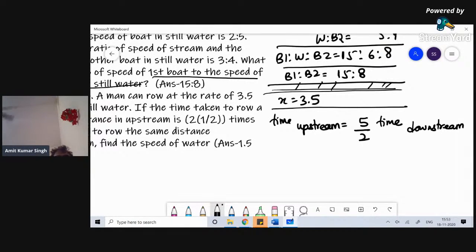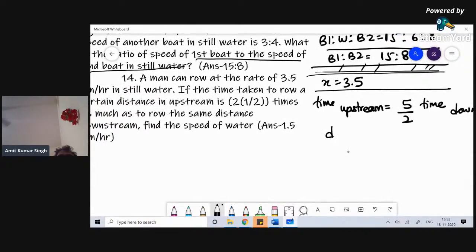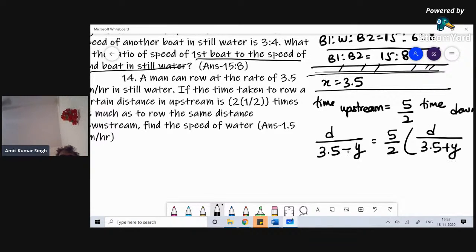So the value is 3.5. Suppose the distance is d. So d by 3.5 minus y is equal to 5 by 2 times d divided by 3.5 plus y. This is given, that the time you take upstream is 2.5 times the time you take downstream. So cancel d by d.